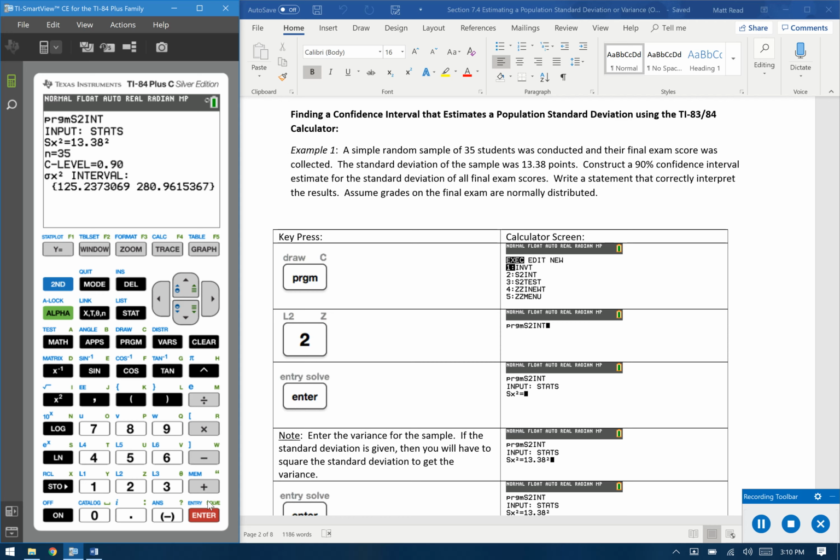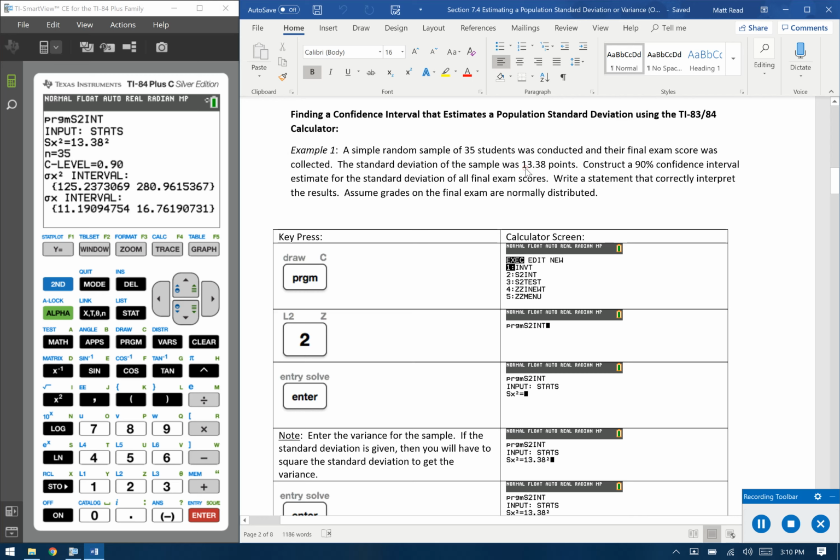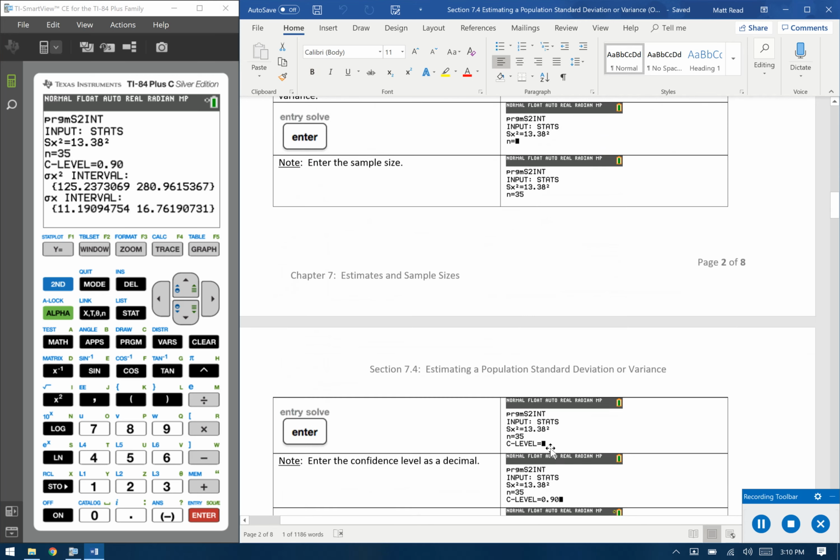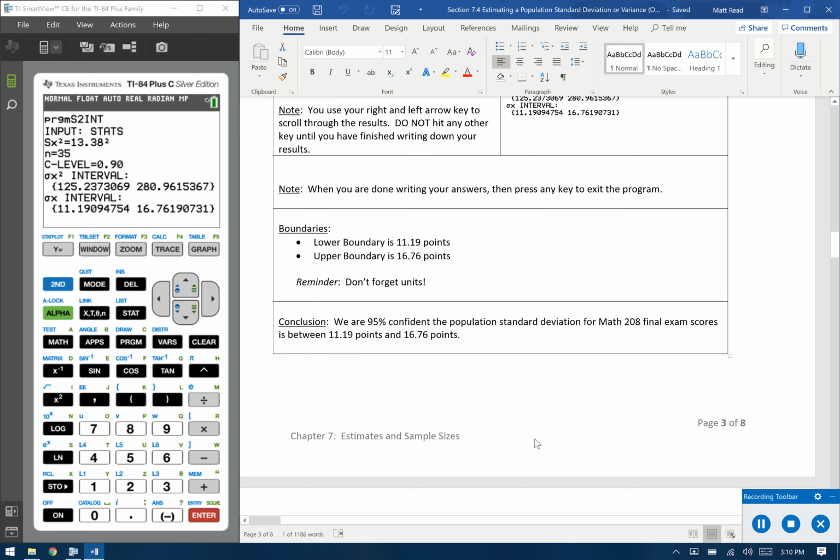We're going to press the enter key one time, and this gives us, and it just takes the square root of the line above for us, the confidence interval for the standard deviation that we're looking for. We're going to round to the same number of decimal places as the standard deviation of the sample we were given, so 2 decimal places. So you'll see I scroll through here: 11.19 points and 16.76 points.